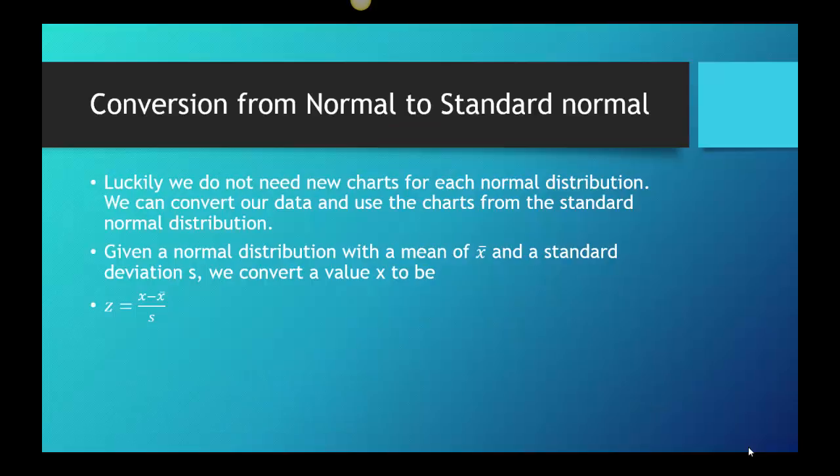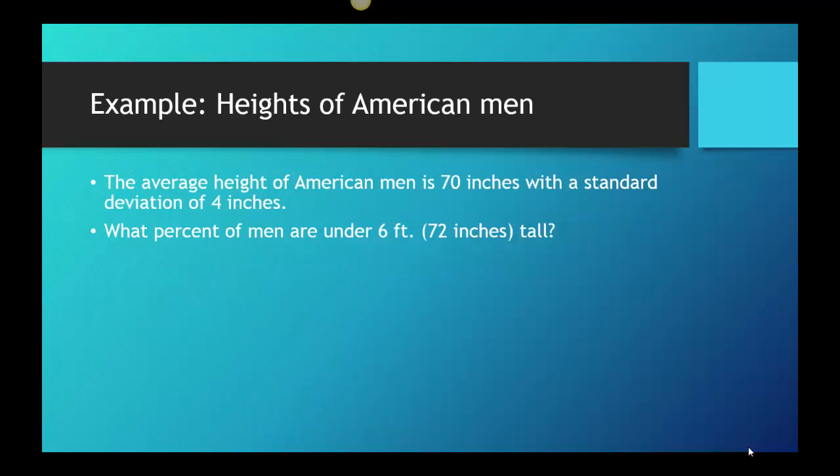Luckily, we do not need new charts for each normal distribution. We can convert our data and use the charts from the standard normal distribution. So given a normal distribution with a mean of x bar and a standard deviation of s, we convert the value x to be z equals x minus x bar over s. So let's take some examples to see what this really means.